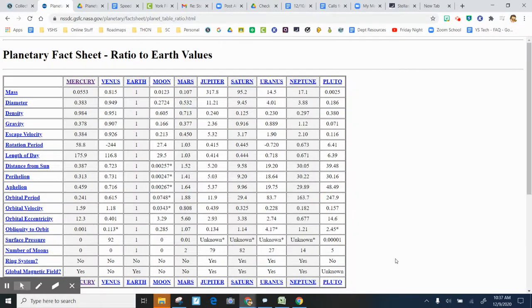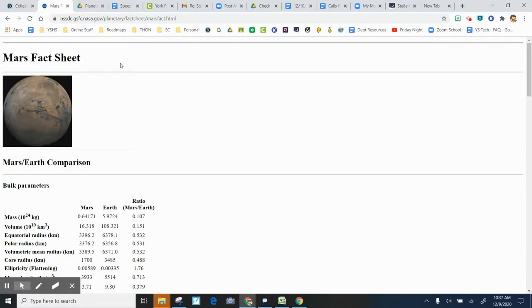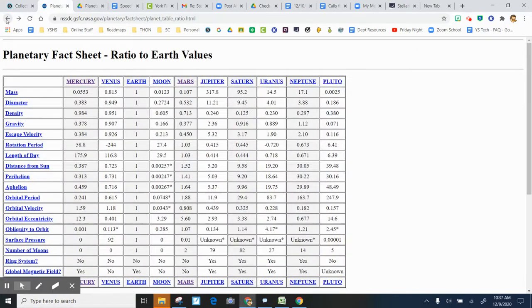I just wanted to go over quickly the NASA Planetary fact sheet. This is an amazing chart with tons of information about all of the planets. If you look at the top, all of the planets are hyperlinks. So if I would, for instance, click on Mars, I would get some specific information just about Mars. On the left-hand side, tons of information about the planets.